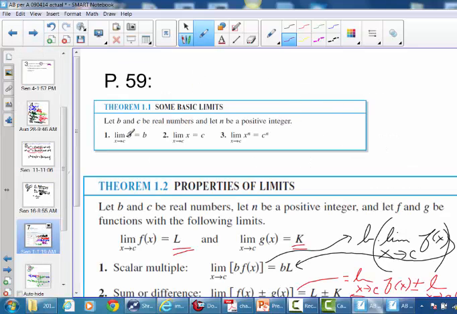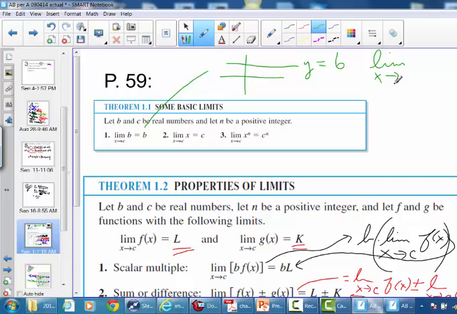Some basic limits. Obviously, the limit as x approaches 3, for example, of 7 is still going to be 7 because what you have, if you think about it, is a line. For this one, it would be like you have a line y equals 6. Well, obviously, the limit as x approaches any number, including 2 or 5 or whatever, of my function y would equal 6, because the height is always 6.